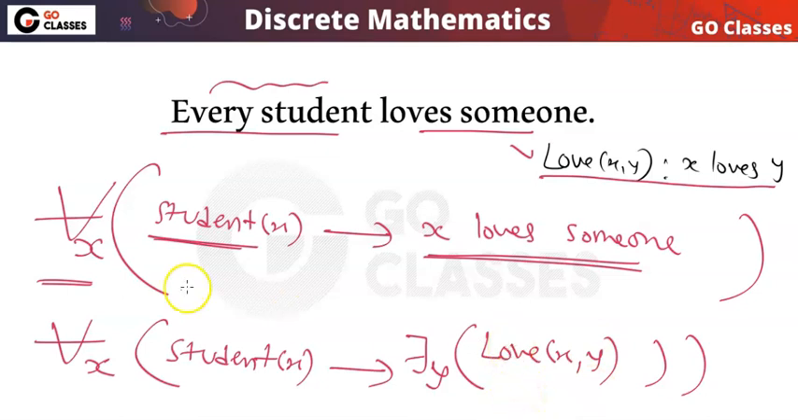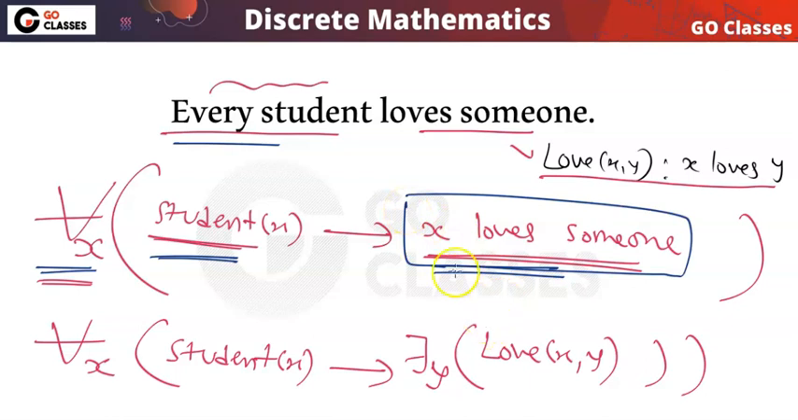You can notice step by step what we are doing. Every student loves someone. It means for all X, if X is a student, then X loves someone. So how can we write this? X loves someone means there exists a Y such that X loves Y. Okay, so this is how we can write. This is the final expression. Let's see the next example. We are taking many examples so that all this becomes very clear to you.